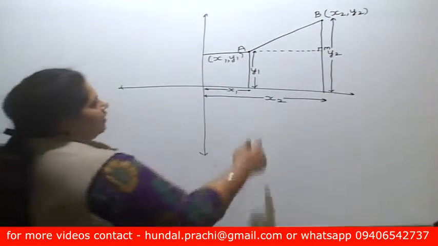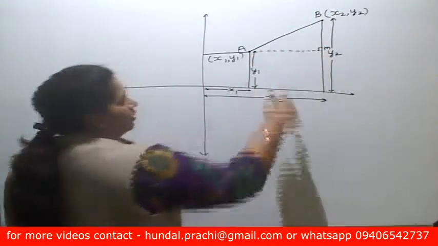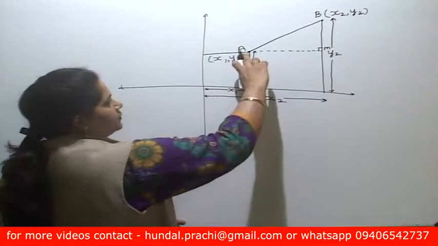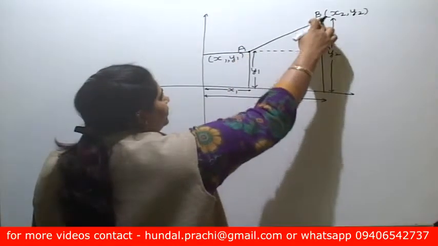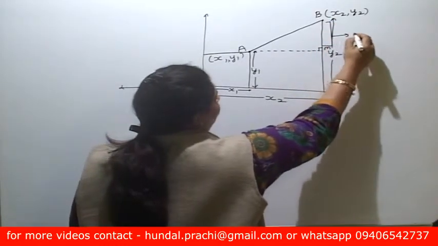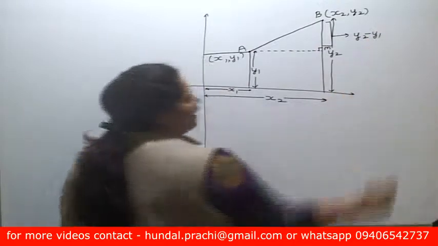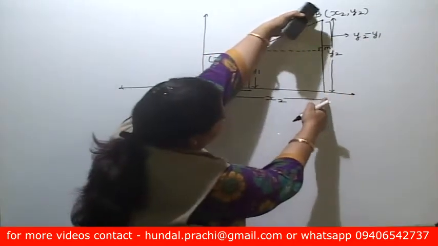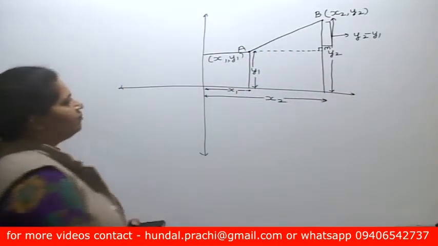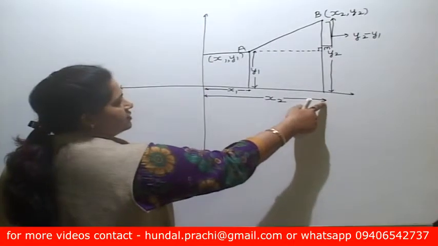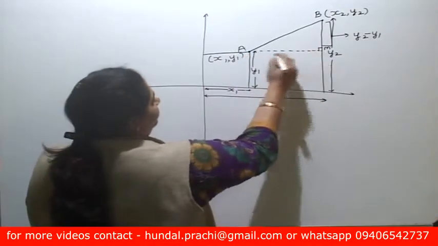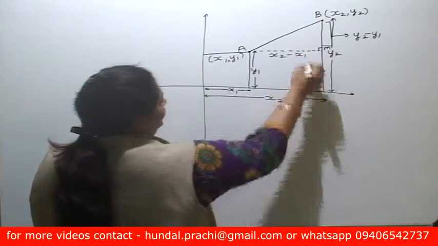AM. Now, suppose we want to apply the Pythagoras theorem in triangle ABM. We know that this particular distance is y1 and from here to here this distance is y2. So, to find the value of BM, what will be the value of BM? BM will be y2 minus y1, because this whole distance y2 minus y1 will give you BM. From here to here the distance is x2 and from here to here the distance is x1. So, to find AM, this will be x2 minus x1.